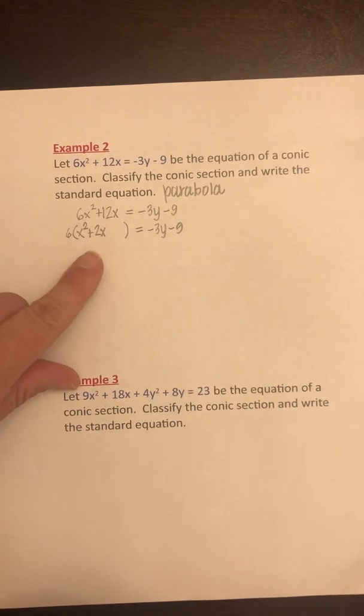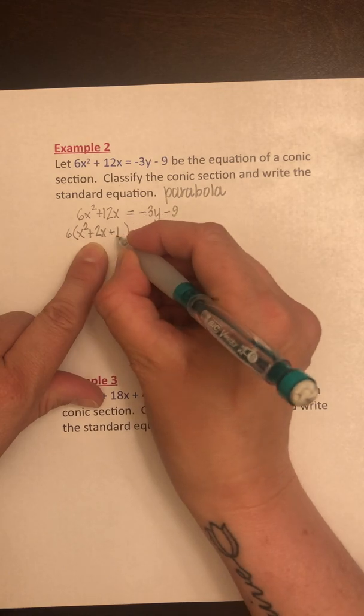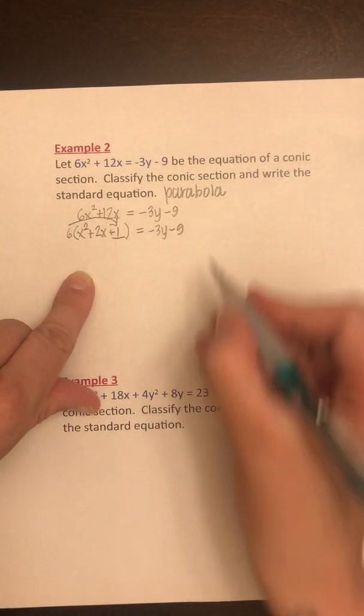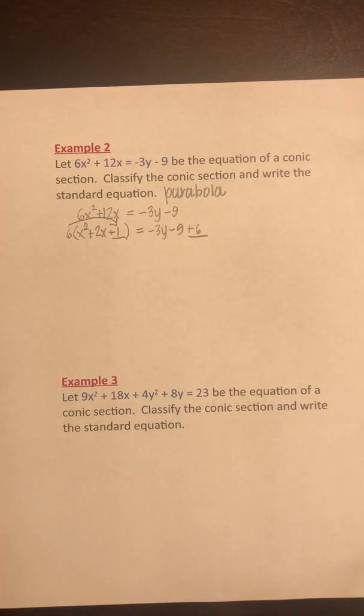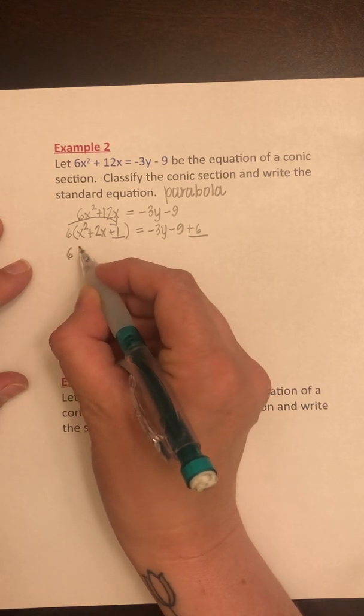So let's complete the square. Half of b, so half of 2 is 1. Square the 1 and you get a 1. But really, what is its value when the 6 distributes to it? It's really a positive 6. So again, you got to keep both sides balanced. Every time you complete the square, whatever you add to one side is the same value you should be adding to the other side. So we get 6 on 2.